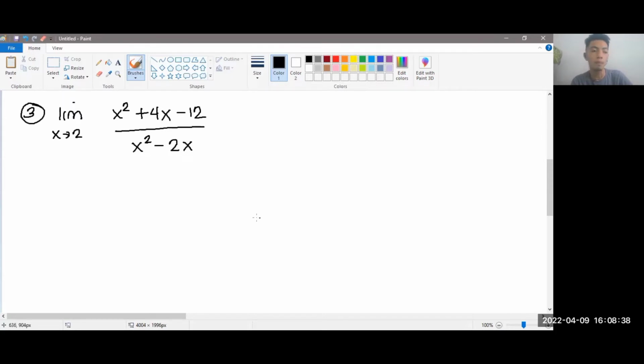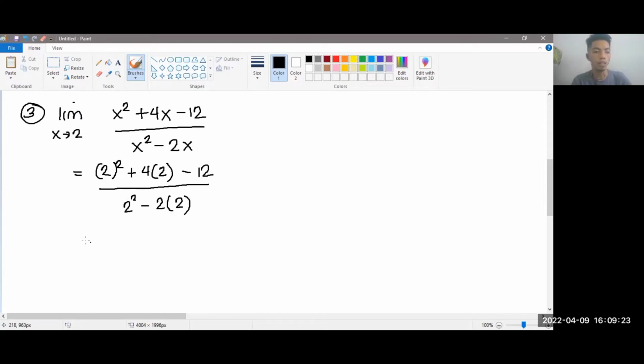Okay, let's have example number 3. So sa example number 3, meron tayong tinatawag na rational function wherein meron tayong polynomial sa numerator and polynomial sa denominator. So paano natin kukunin yung limits ng rational function? Same lang po. Okay, so let's have substitution. So by substitution, meron tayong 2 squared plus 4 times 2 minus 12 all over 2 squared minus 2 times 2.